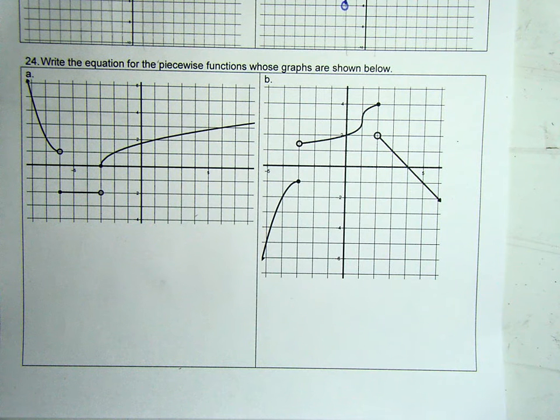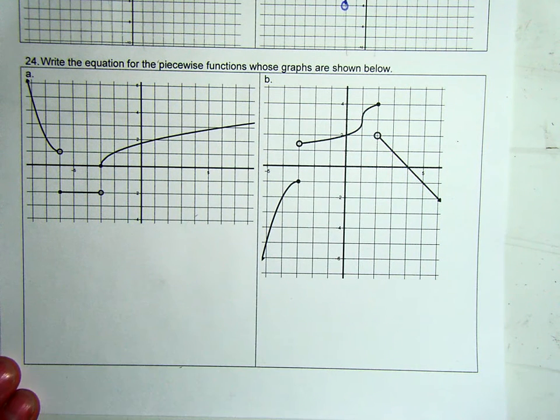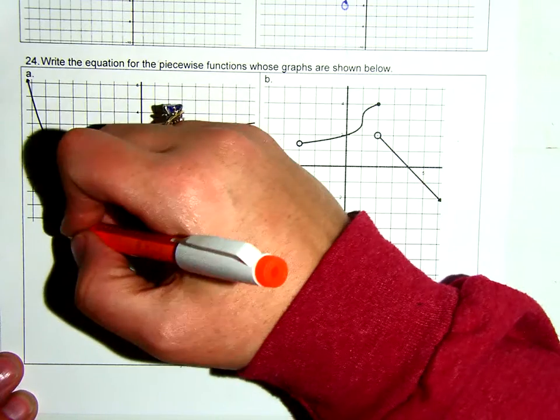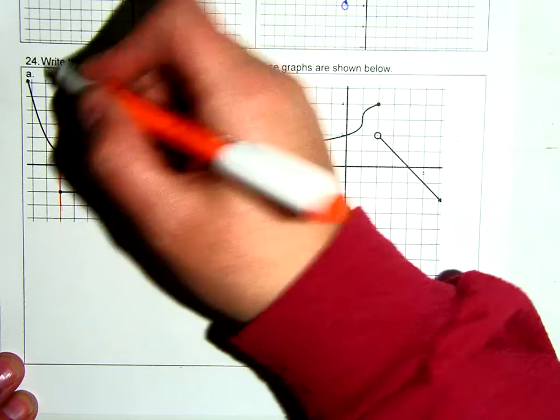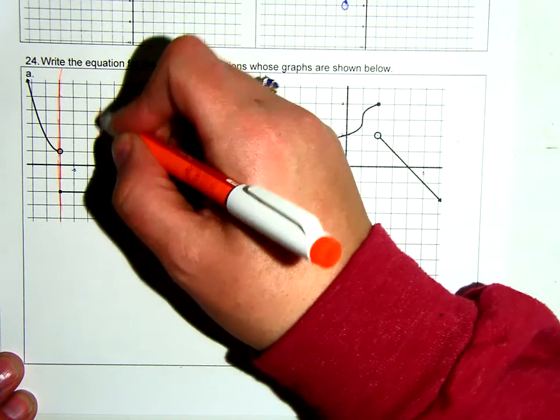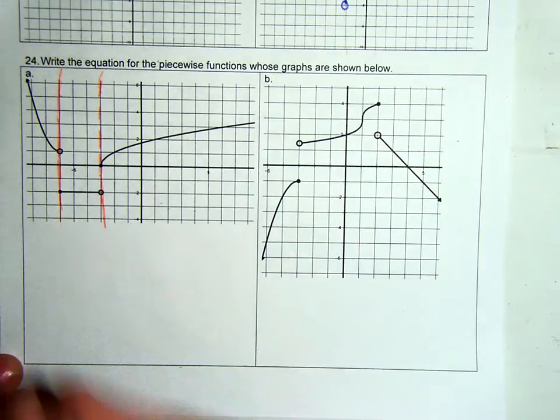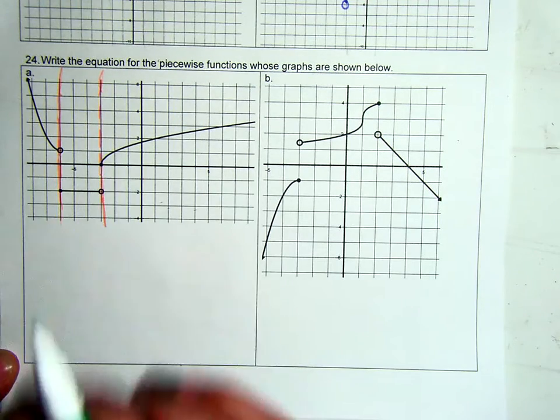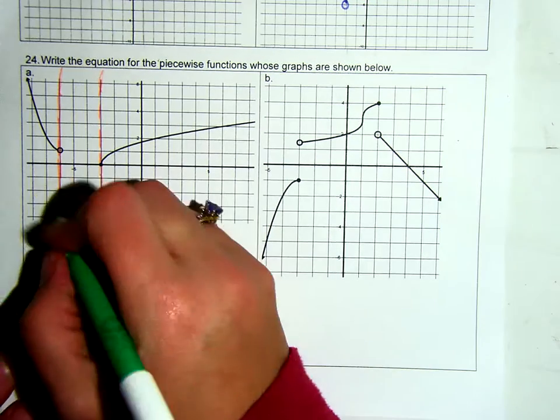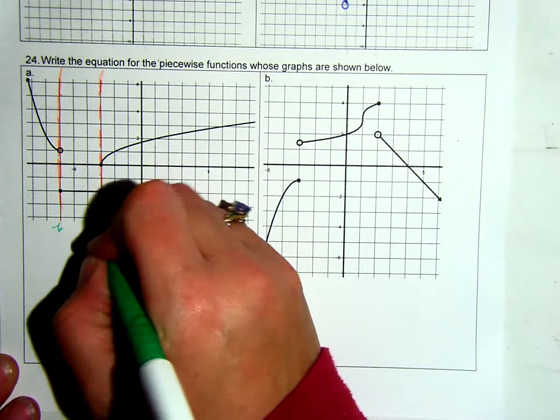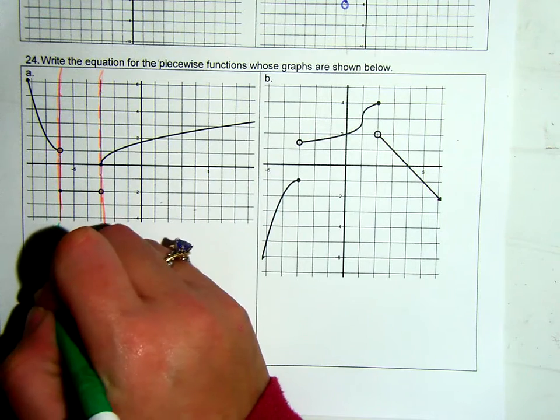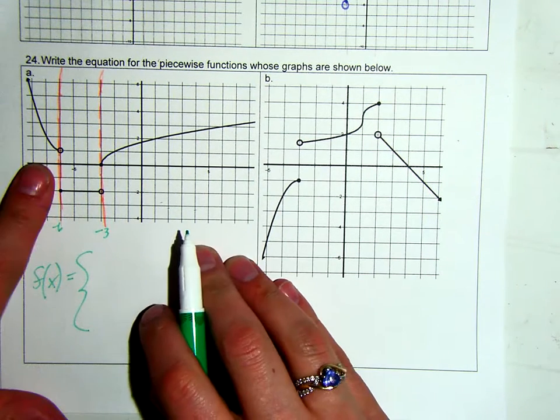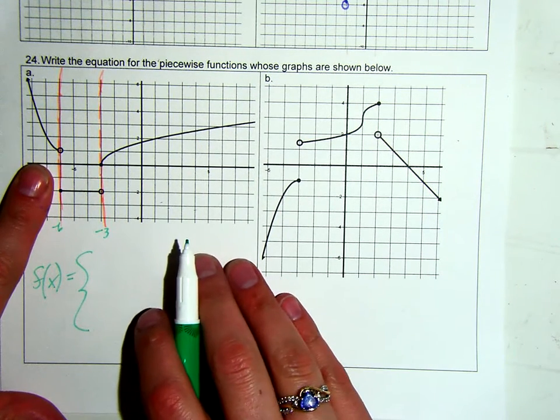Number 24, we are going to write the equation for this piecewise function. First thing we need to do is find our domain breaks, so where our graph gets chopped into pieces. So we are at -6 and at -3 for those. So -6, -3. So f of x equals, and for this section we always move from left to right.